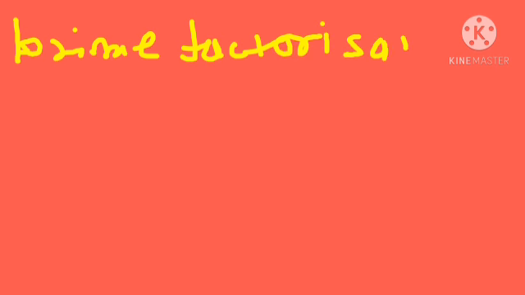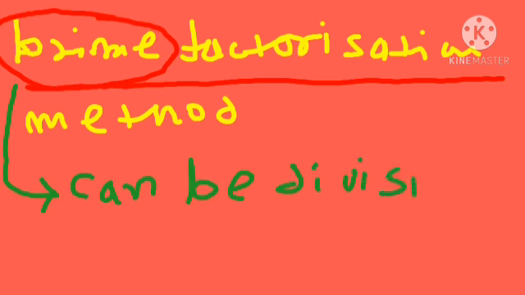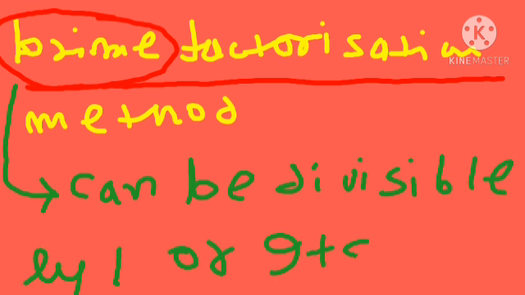Okay, so in the prime factorization method we have to understand firstly what is a prime factor, which means we have to understand firstly the prime. What is a prime number? A prime number is one which is divisible only by 1 or itself. For example, 2, 3, 5, 7, 11, 13. Likewise, these are the prime numbers.